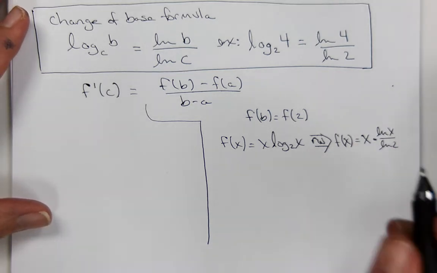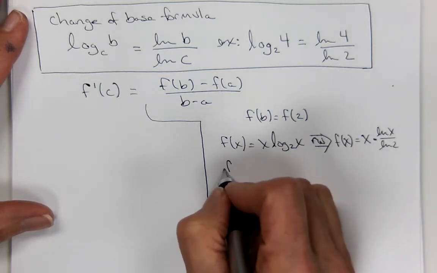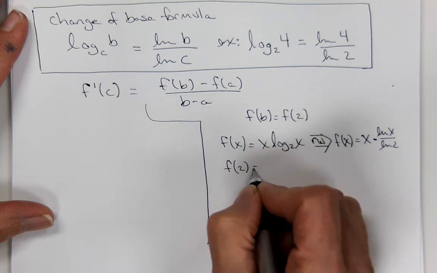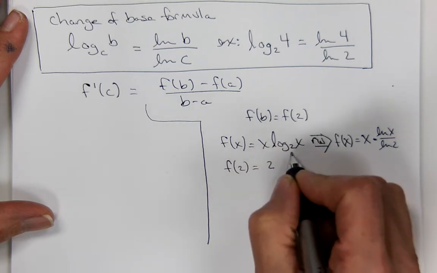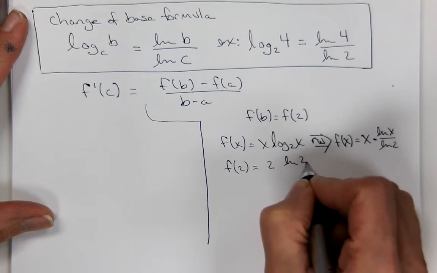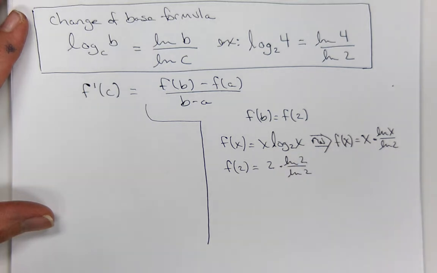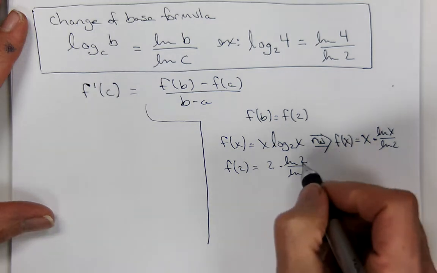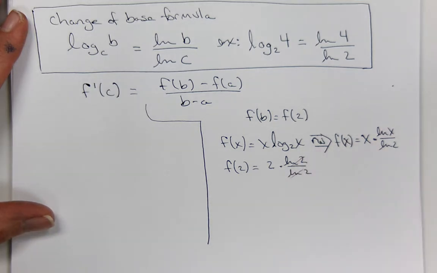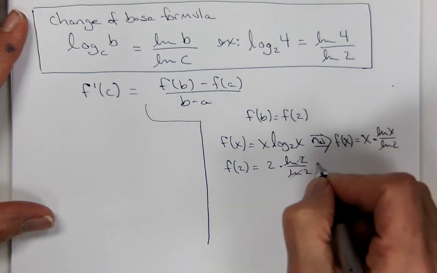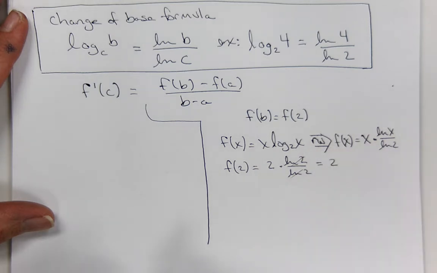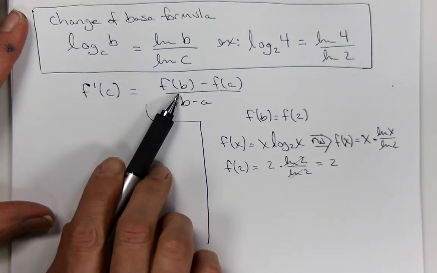So now when we find f of 2, it's going to be 2 times natural log 2 over natural log 2, and beautiful things are happening here: we have natural log 2 in the numerator and denominator. So this turns out to be 2. So in the formula, we'll be putting 2 right there.